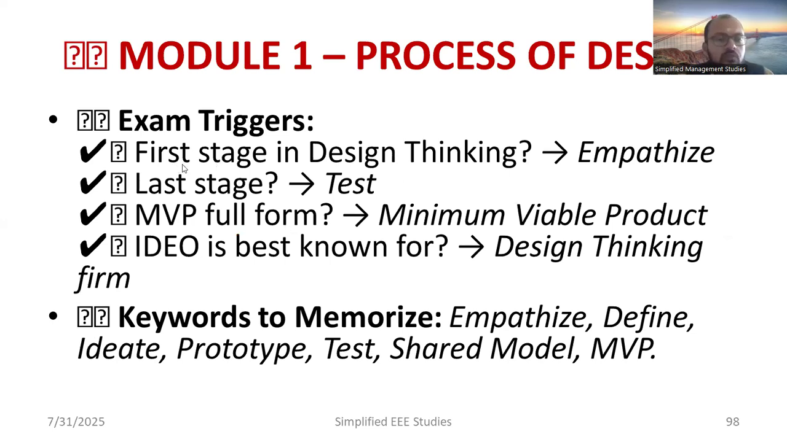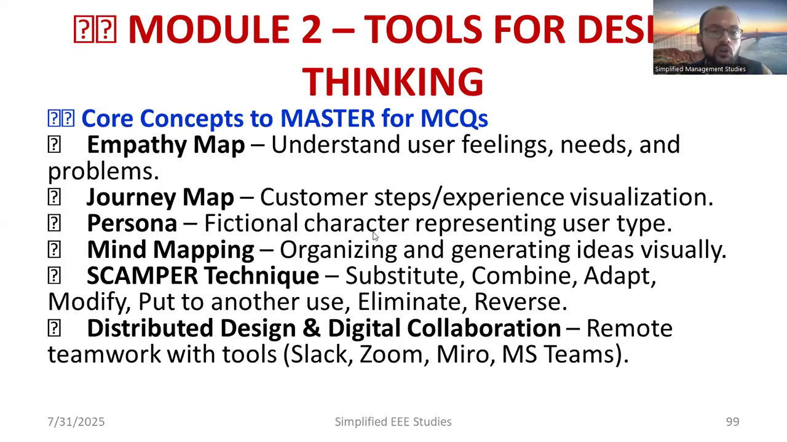One of the most important questions: the first stage of design thinking is empathy, and the last stage is testing. MVP full form is minimum viable product. IDEO is the first company that developed design thinking. Keywords you have to remember: empathy, define, ideate, prototype, testing, shared model, MVP.